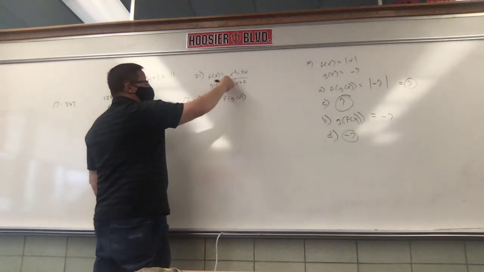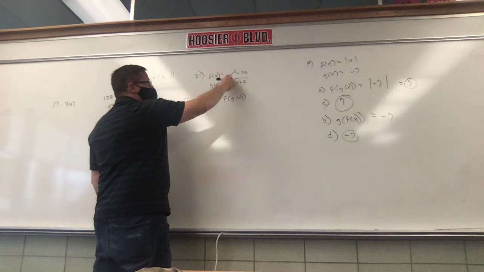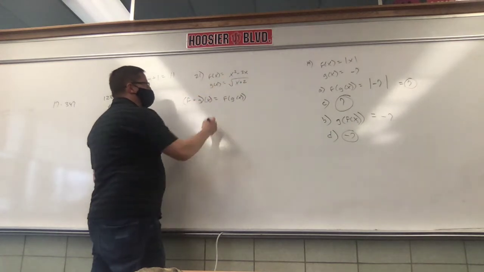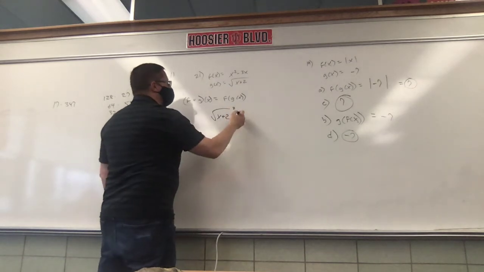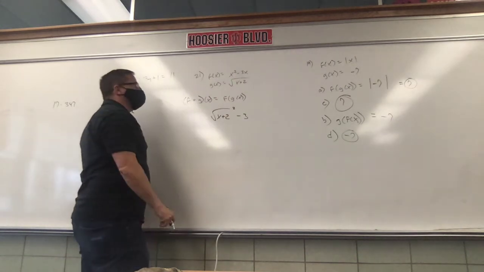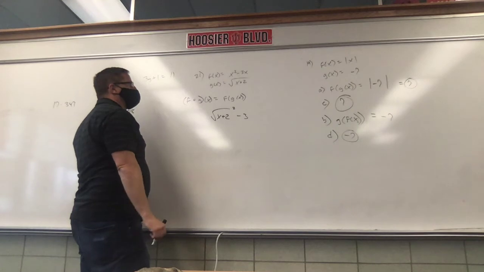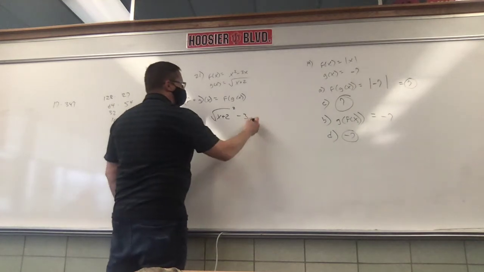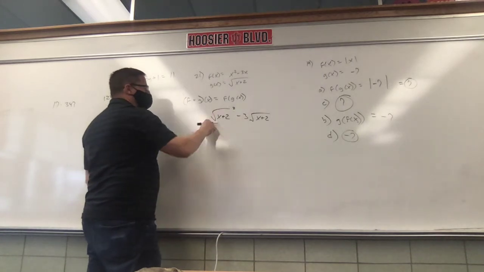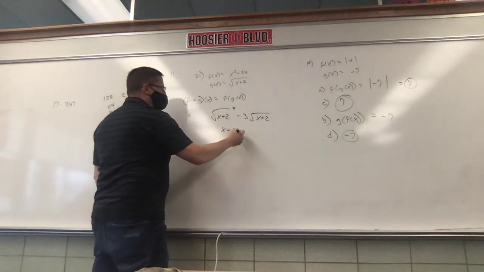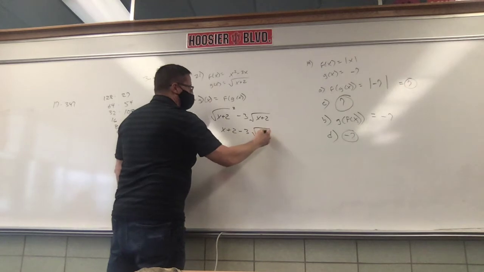Start writing the f function. The very first thing I see is an x. So what are we going to plug in? Radical x plus 2. Squared. Minus 3. Oh, there's an x there, so -3 times radical x plus 2. Okay, let's clean this up. The squared and the radical cancel each other out, leaving x plus 2 minus 3 radical x plus 2.